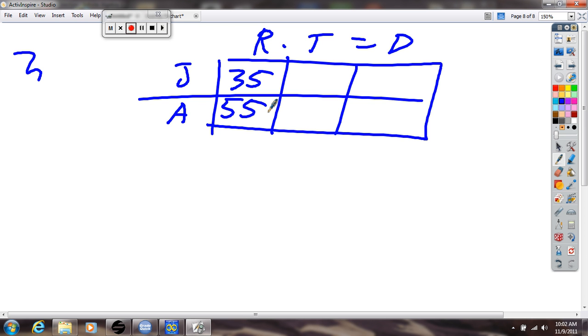No, James had 4 hours. James left the museum and drove towards the recycling plant at an average speed of 35. Arjun left 2 hours later. So who does the 2 hours go with? No, it doesn't. With James. Arjun is x, and then James is going to be x plus 2.